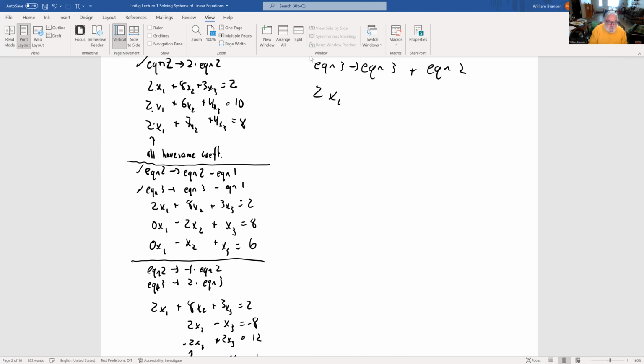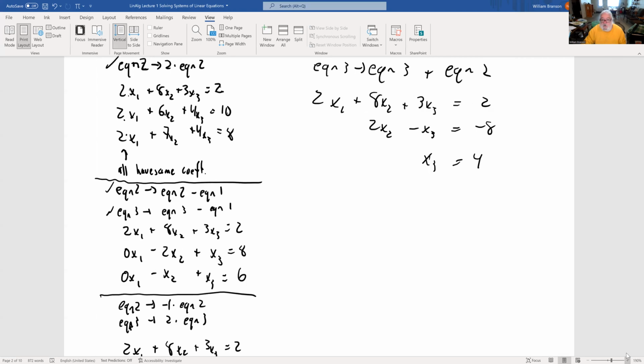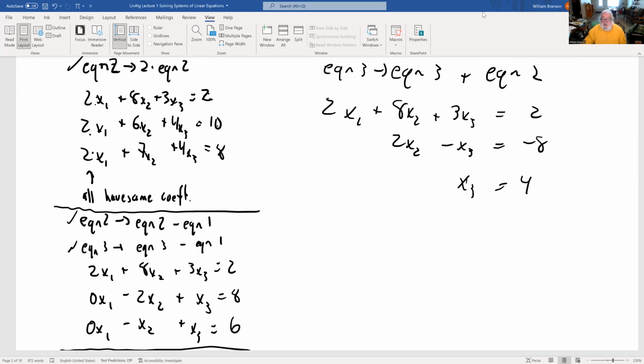So 2x1 plus 8x2 plus 3x3 equals 2. 2x2 minus x3 equals minus 8. Minus 2 plus 2 is 0x2. 2x3 plus minus x3 is just 1x3, when I add these two together down here, and 12 minus 8 is 4. Good. So we have now gotten down to this step.